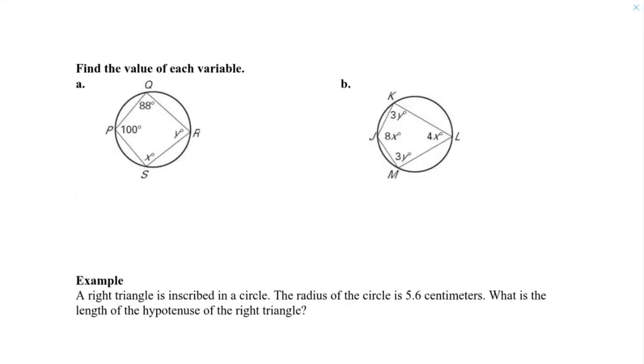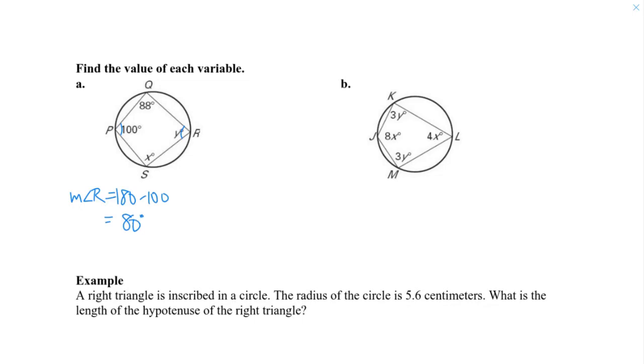So let's use some of that. So here we have quadrilateral PQRS. We have two variables, two angles that we're going to try to find the value of. So we're going to use this directly. We know that if it is inscribed, angle P and angle R must total 180 degrees. So in order to find angle R, we're just going to take 180, subtract 100, to get a value of 80 degrees.